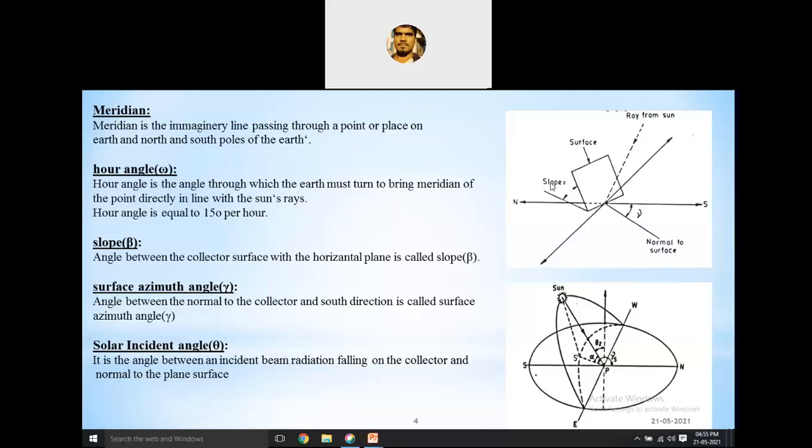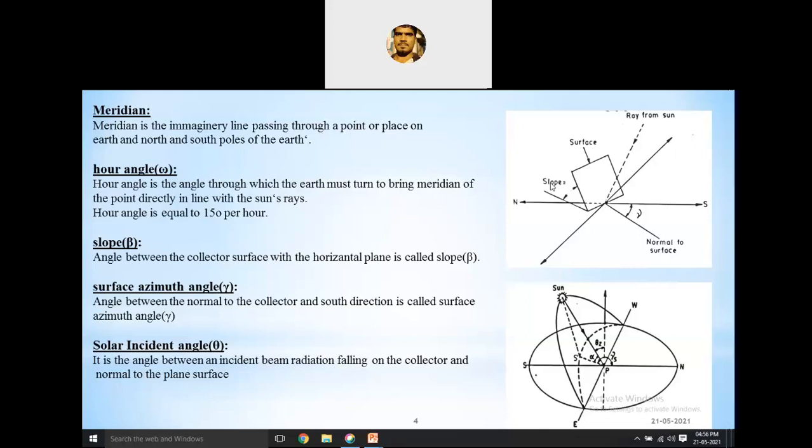So next is the solar azimuth angle gamma s and the surface azimuth angle gamma. We already discussed the solar azimuth angle. The surface azimuth angle gamma is the angle between the normal to the collector and the south direction. The collector is placed with some slope, and the angle between its normal and south is called the surface azimuth angle, gamma.